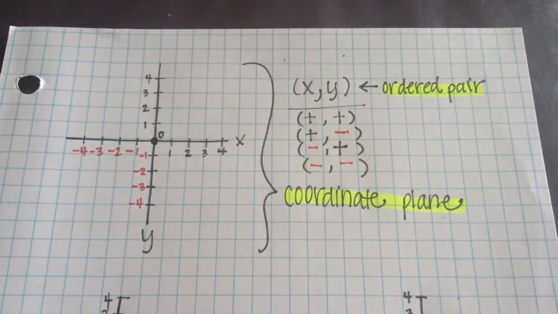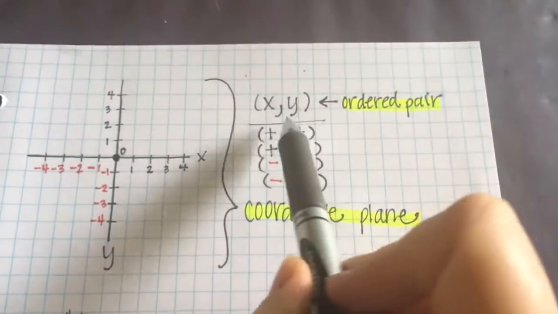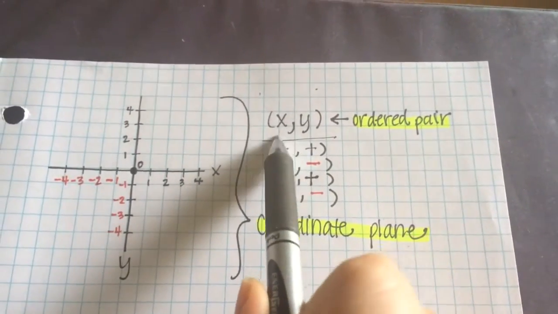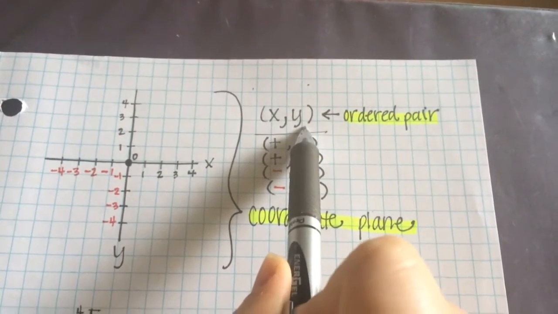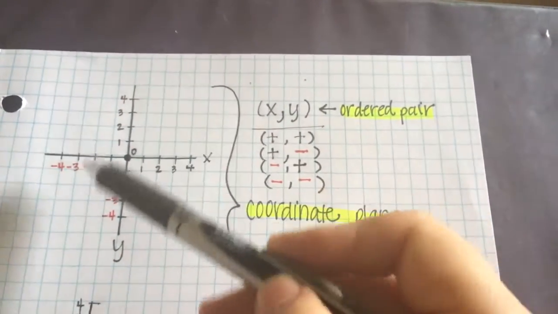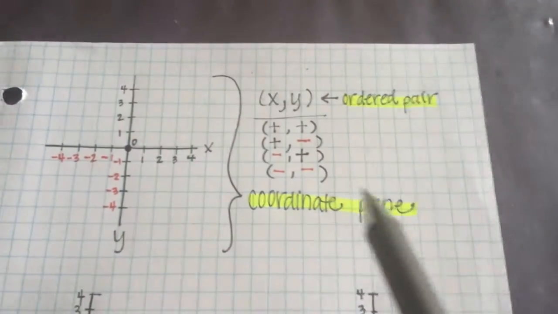Today I'm going to talk about graphing on a coordinate plane, and what that is when you have an ordered pair. You have a set of numbers, the one on the left will always be x and the one on the right will always be y, and you want to graph them on a coordinate plane and see if you can find a pattern or make a line.